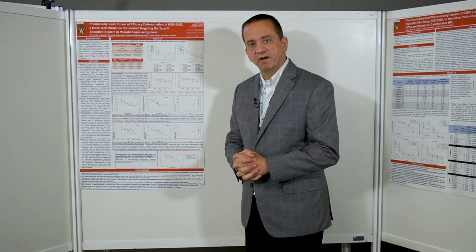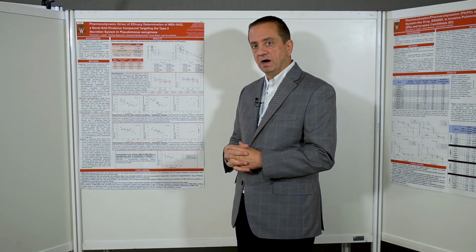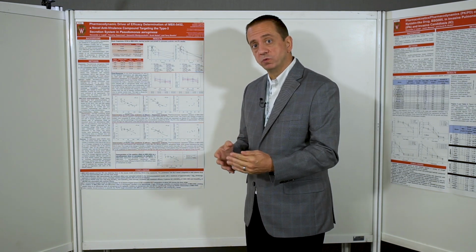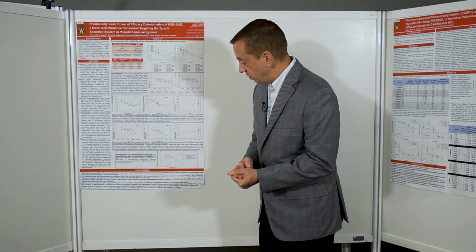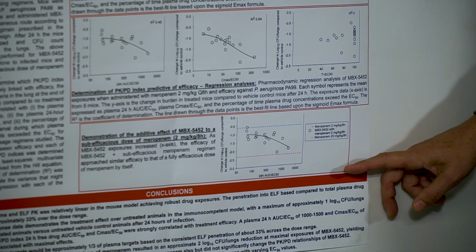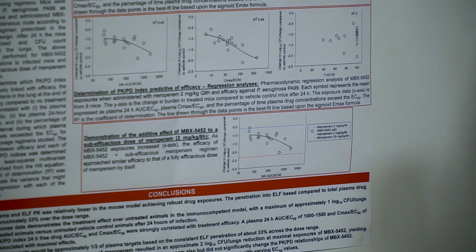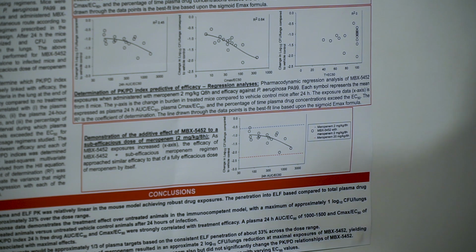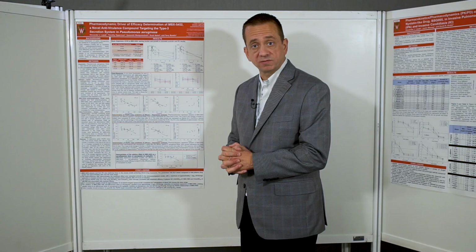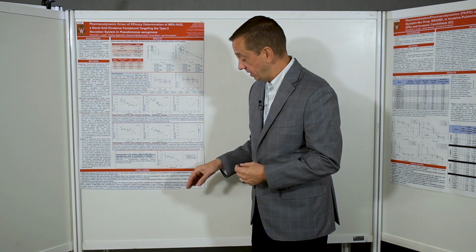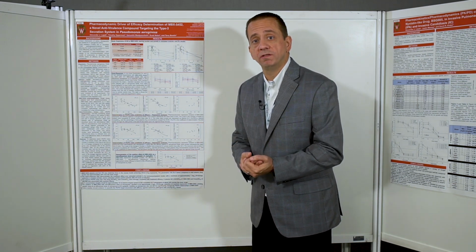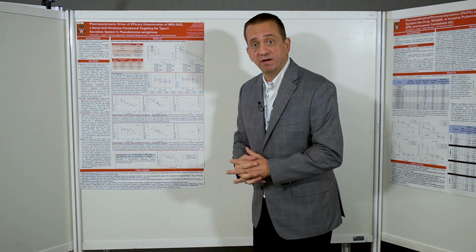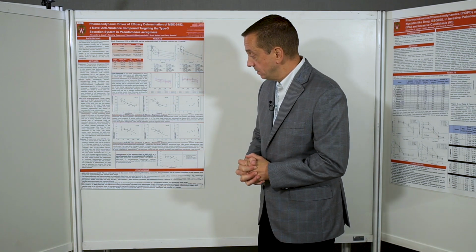On the bottom, we actually put an interesting evaluation where we looked at the effect of the compound with a sub-efficacious meropenem, which are all the individual dots. And we also looked at meropenem at a maximally efficacious dose, which is the red dashed line. And so you can see that over increasing concentrations of the compound MBX5452 with a sub-efficacious meropenem, you approached the effect that you would see with a maximally efficacious meropenem dose.